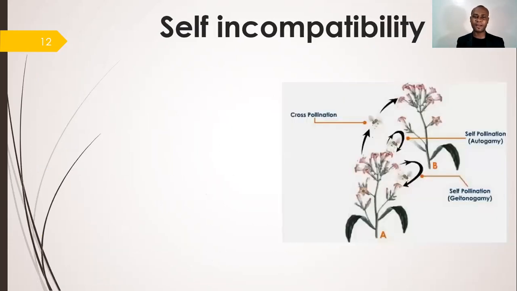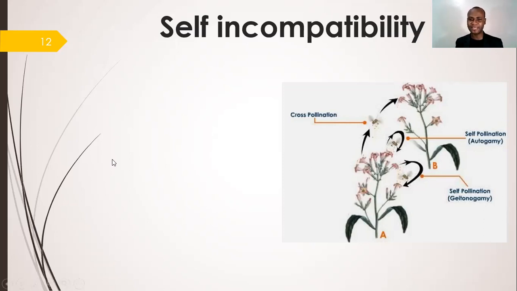Okay, now let's talk about self-incompatibility. Most cacao trees are self-incompatible. And what that means is that they cannot fertilize themselves. And most of the time, if the pollen from the flower falls on the same flower or on another flower on the same tree, the flower dies and falls down.